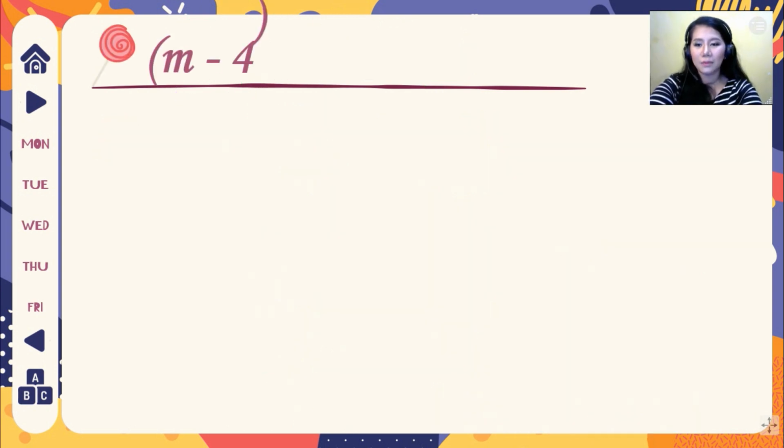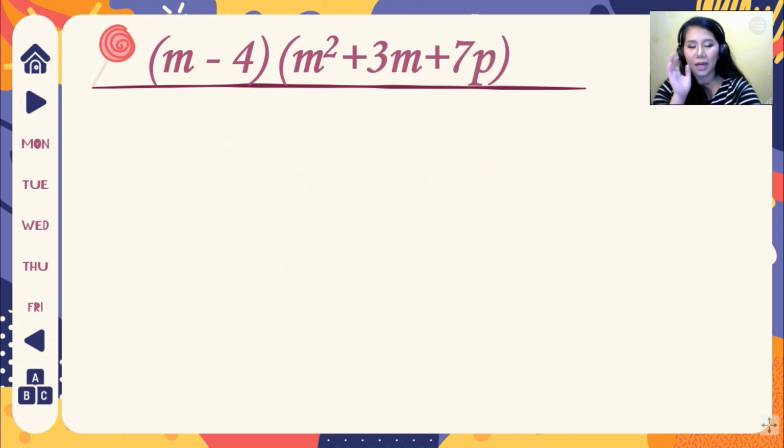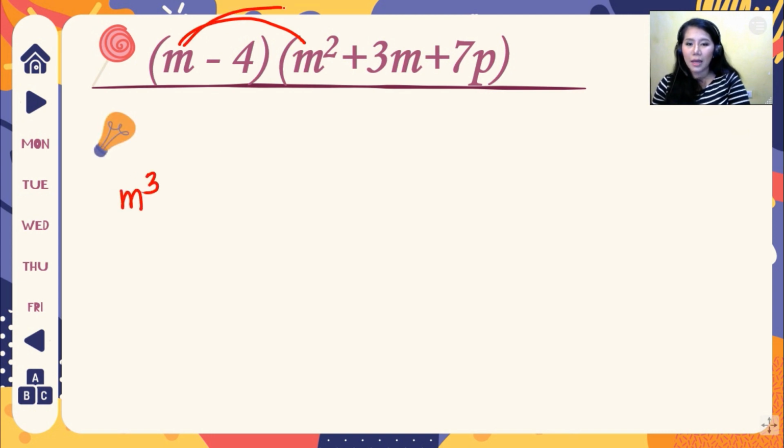Next, last one. This one, grabe talaga. Pahaba na siya ng pahaba. Mahaba na talaga siya. Okay? Yan, mahaba na siya. So, si m, it times kay m squared. Okay? So, m times m squared is m cubed. M, it times kay 3m, magiging positive 3m squared. Tapos si m ulit, it times kay 7p. Pwede naman ganun, diretso. So, positive 7p.